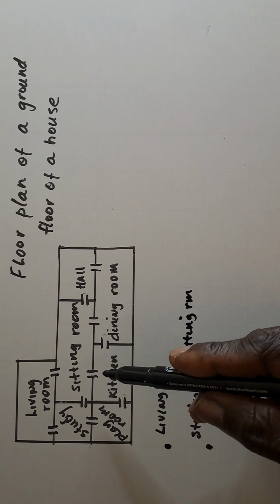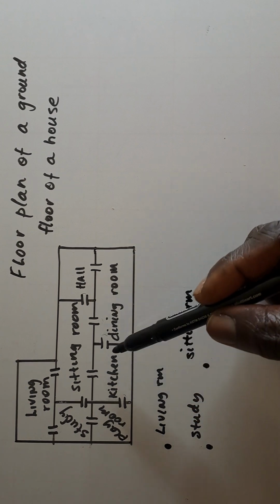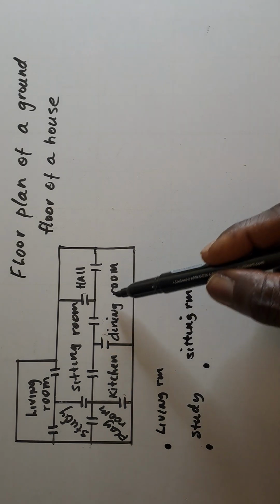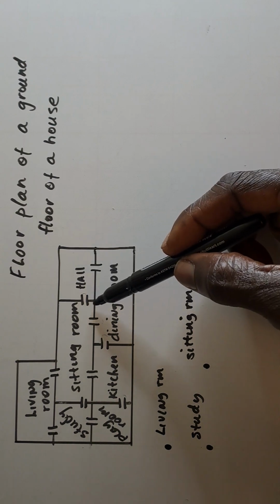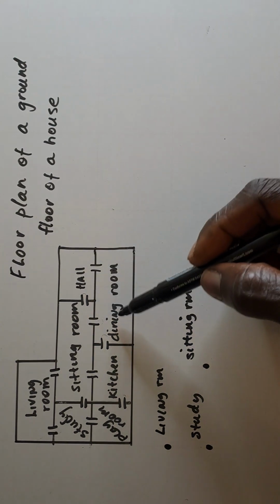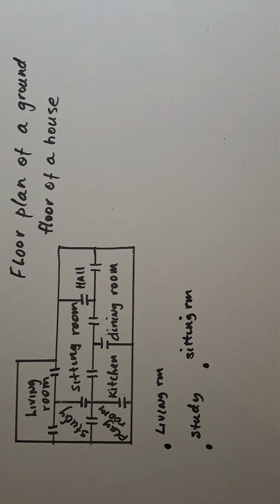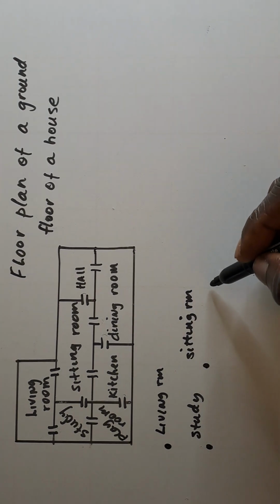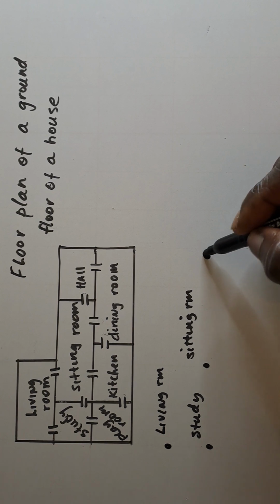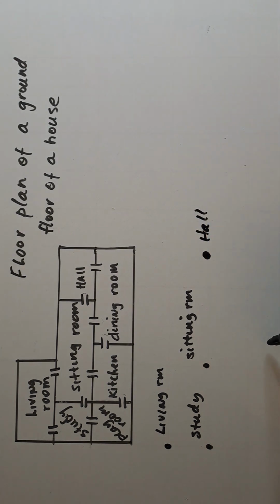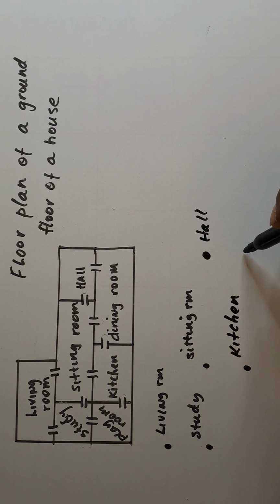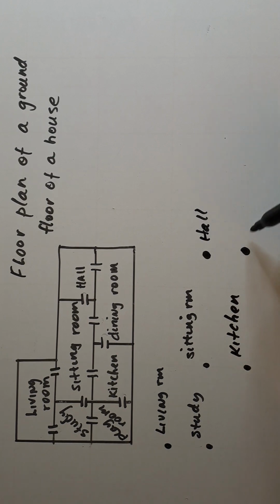Now from the sitting room, you can actually get to the kitchen and the dining room and also the hall. So 3 places you can get to from the sitting room: hall, dining room, and kitchen. So we'll have this here, and next representing the hall. We have this one as the kitchen, and this here as the dining room.